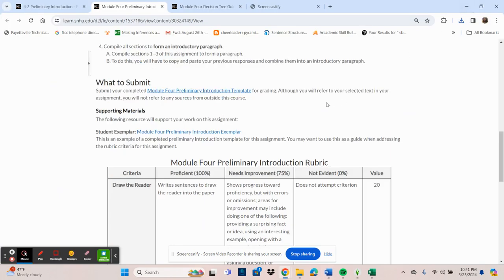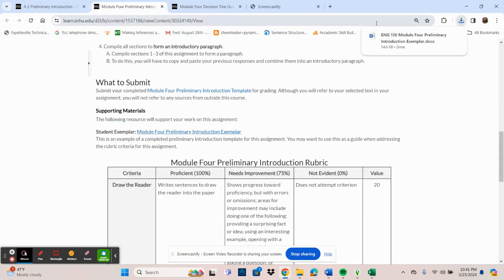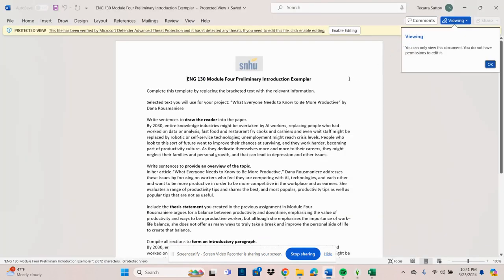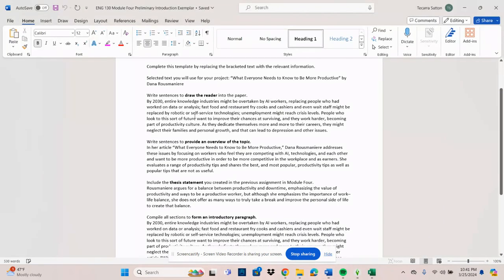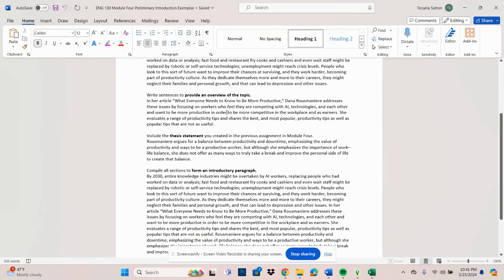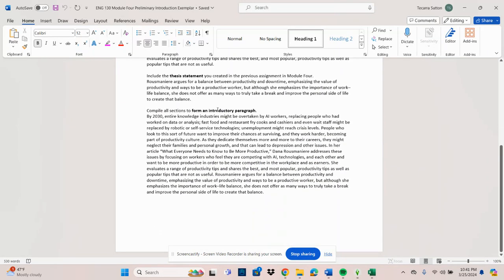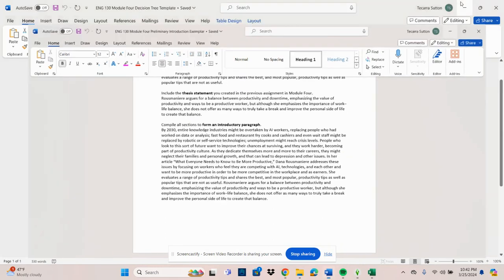Okay. You've also got a sample here or an exemplar. Always look at this. So here we've got your hook, you've got an overview, you've got a thesis statement, and then you've got it all pulled together here. Okay.